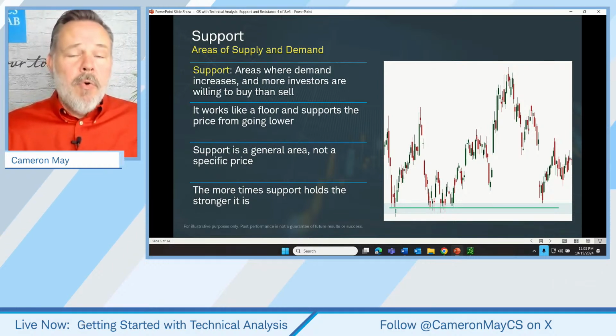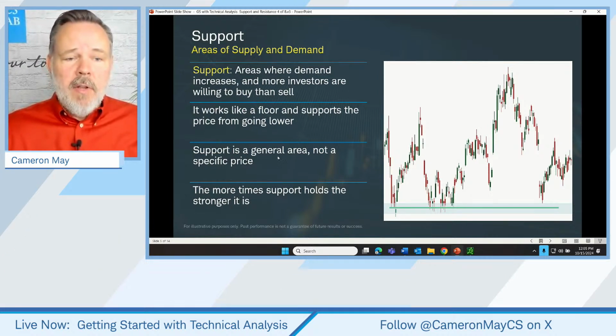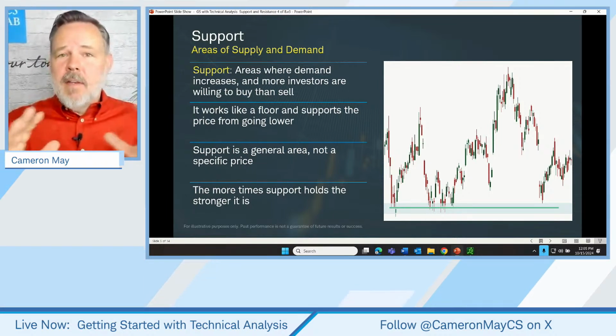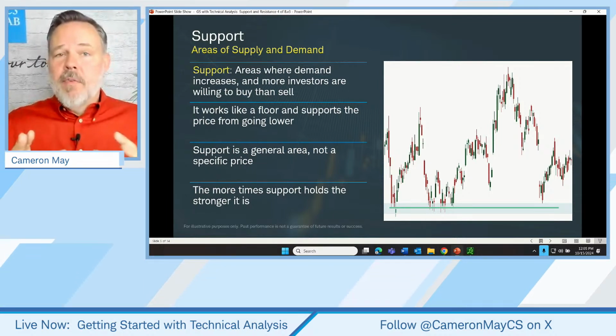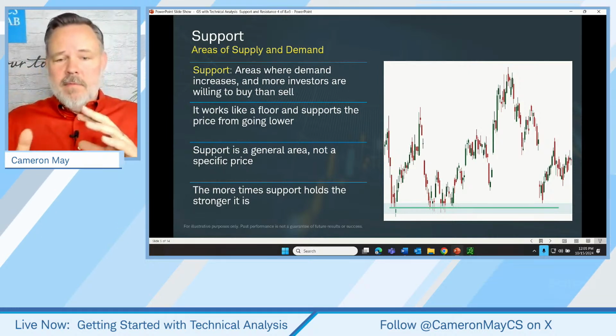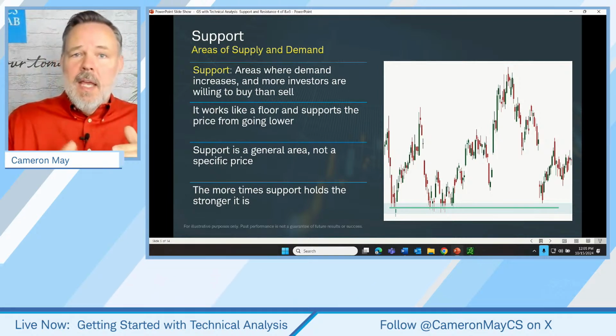Now, an important note for technicians is that support is a general area, not a specific price. I know in our minds, it's easy to paint a conceptual picture. I know what I'm going to go look for. I'm going to look for a stock that's just been going between two specific price levels. So let's say it's between $40 and $50. So it hits a floor at 40 and goes right up to 50.